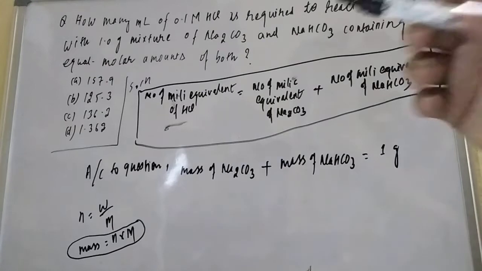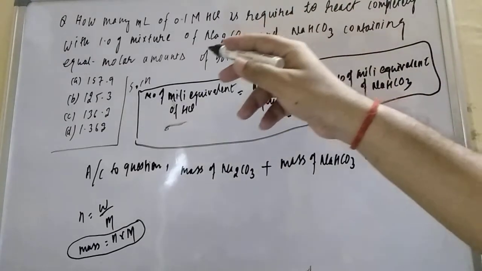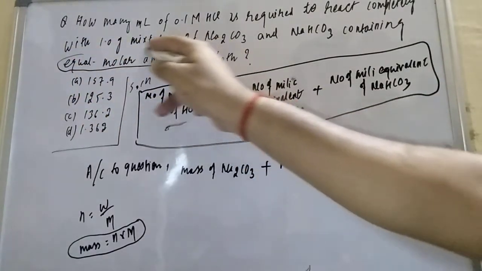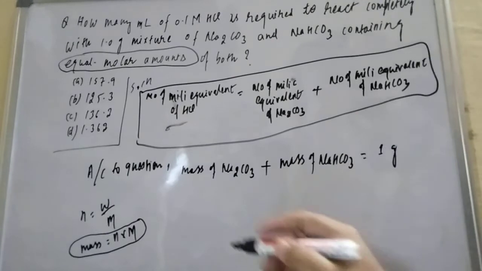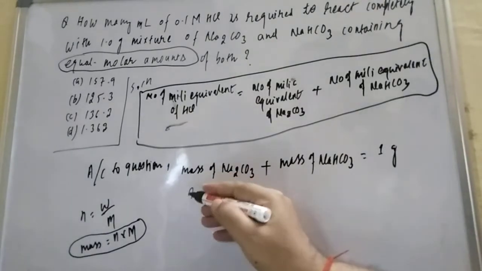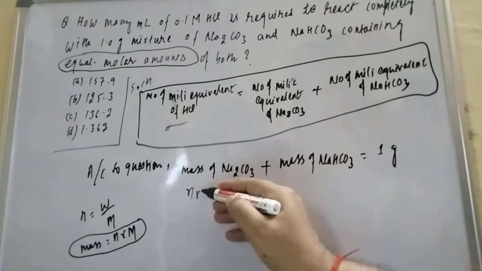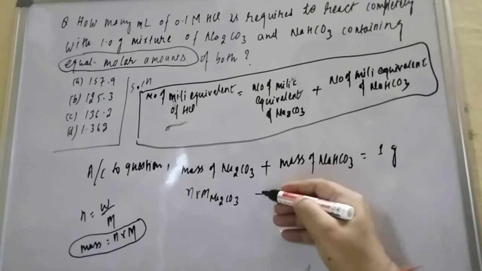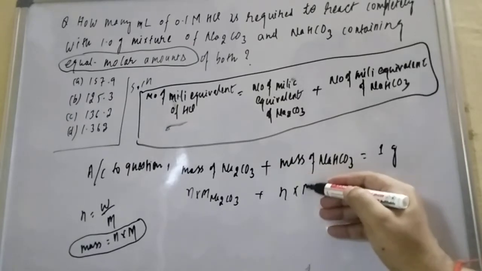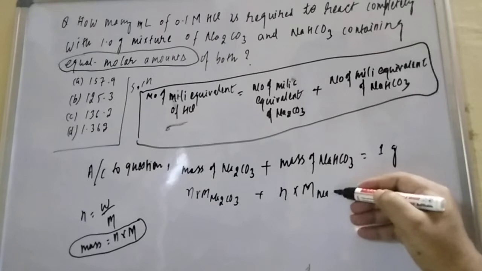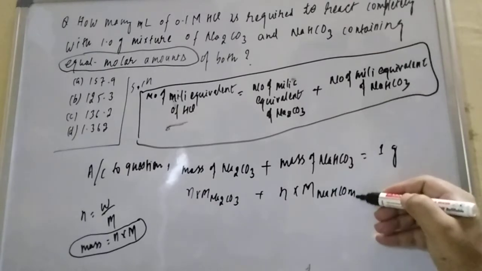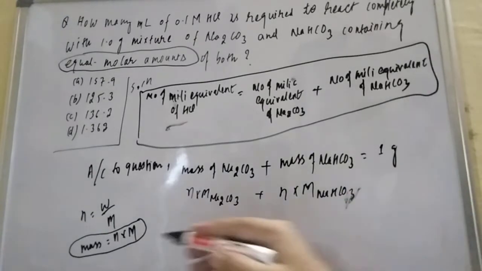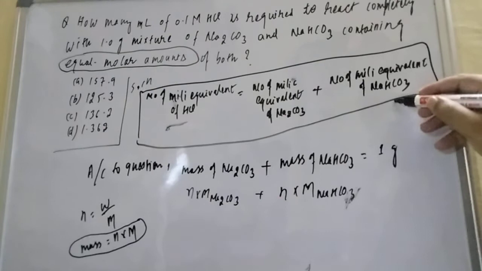Now they are saying it is an equimolar mixture, that both contain equimolar amounts. Equimolar mixture means the number of moles is the same. So here we can write n into M for Na2CO3 plus n into M for NaHCO3. Try to understand one more thing in the same problem: here we are considering an equimolar mixture.